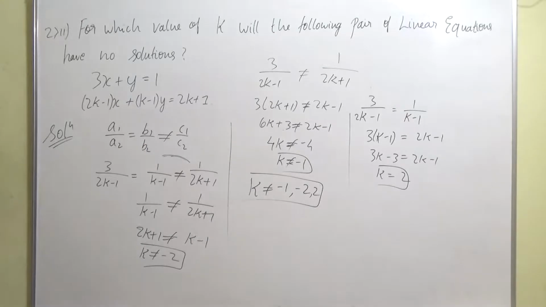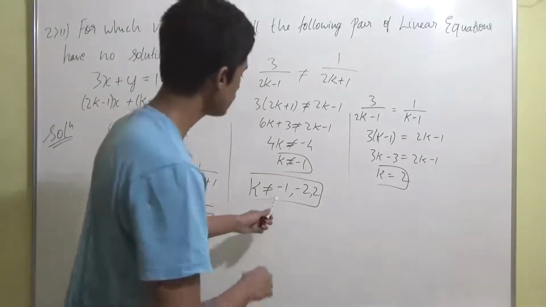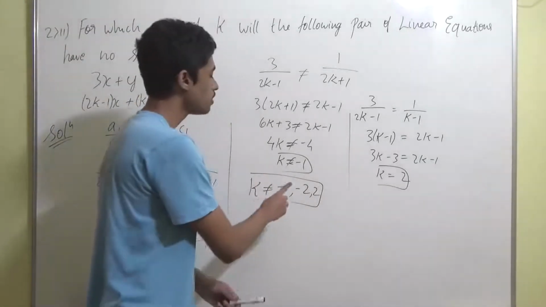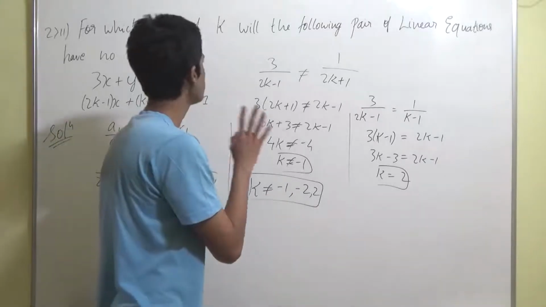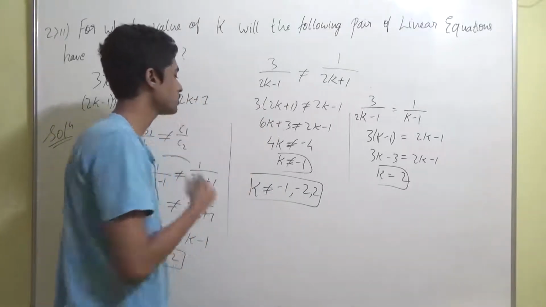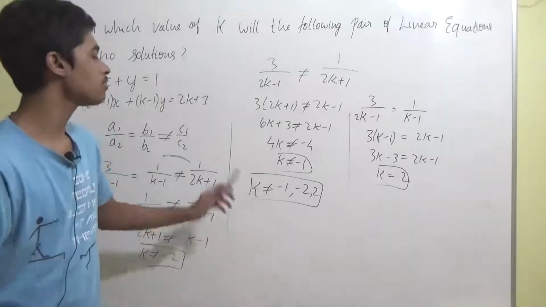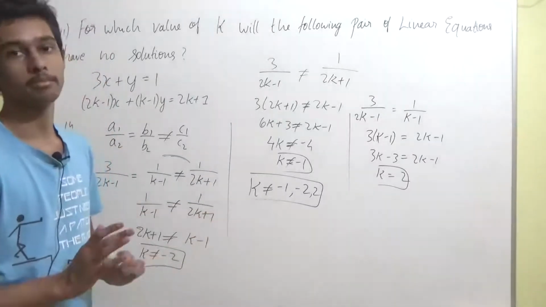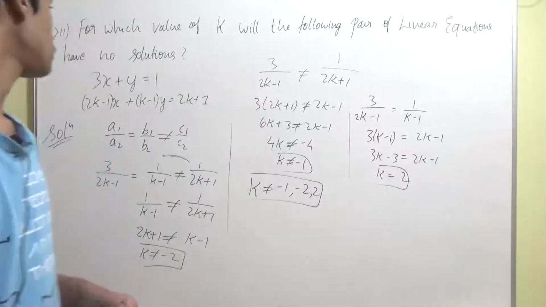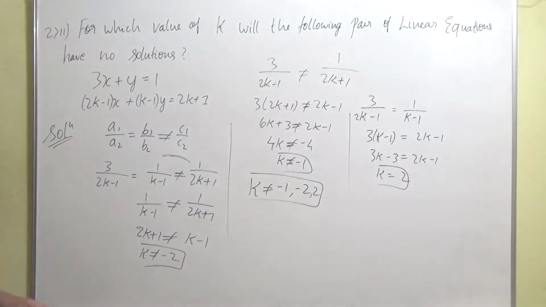So finally, when k equal to minus 1, minus 2 and 2, we are not going to get any solution for a pair of linear equations in two variables. So k should not be equal to minus 1, minus 2 and 2, so that we'll get some solution. That's the final answer, guys. You can conclude it by writing the conclusion. Now almost you can take the screenshot. After this, let's go to the next sub question.